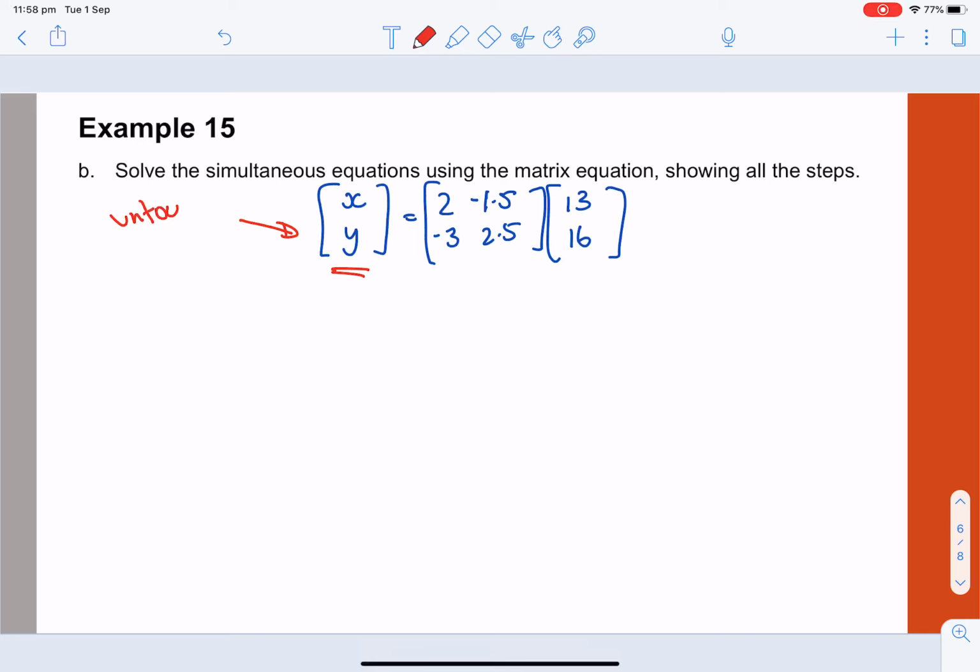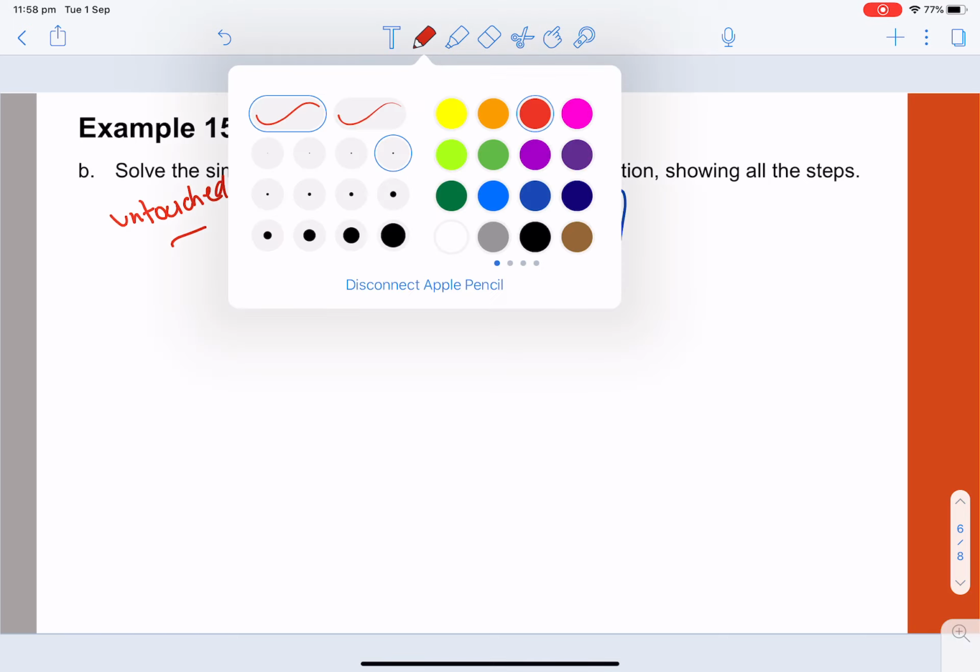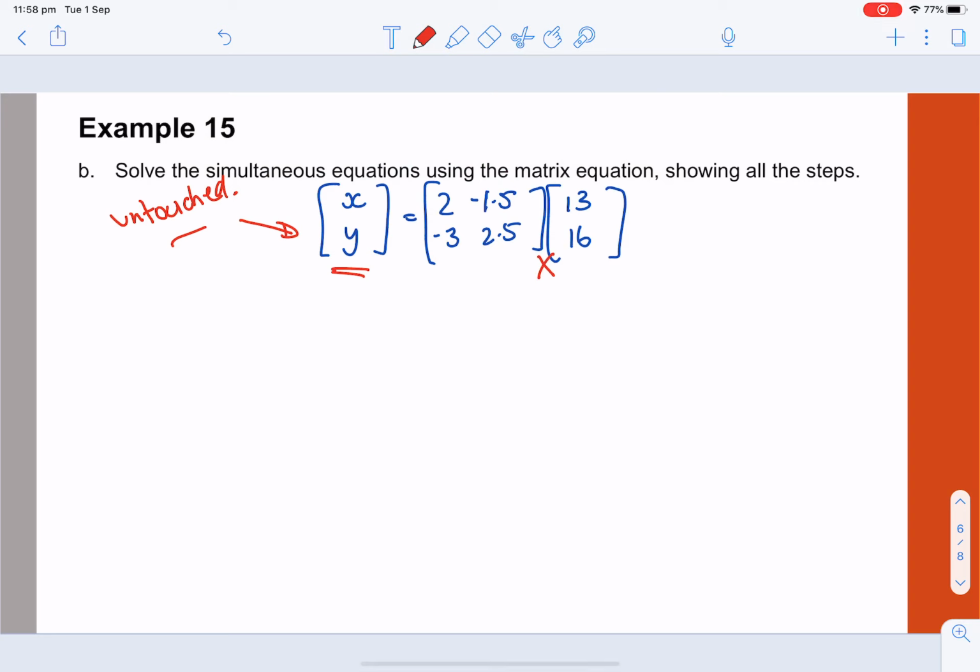Oops. Can't even spell untouched on that side. And then on this side, I want to multiply. So I want to find the product. Find product, rather than just the product. So we multiply. So we keep our x and our y on the left-hand side.